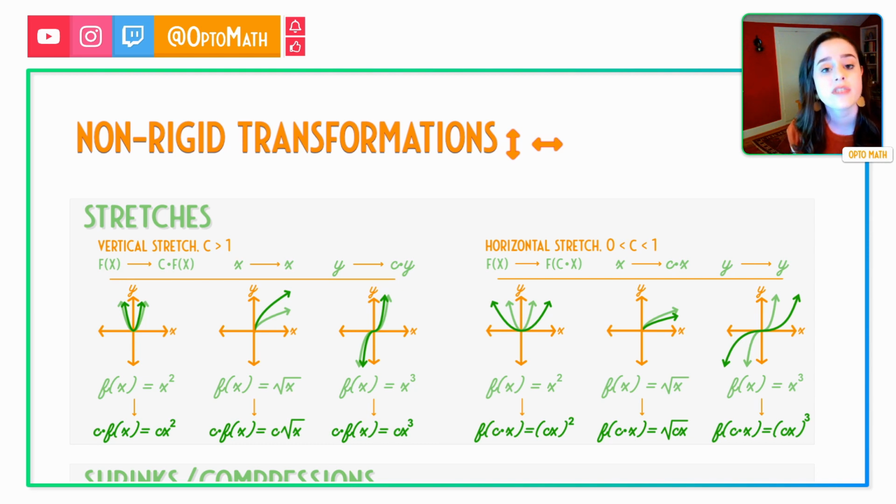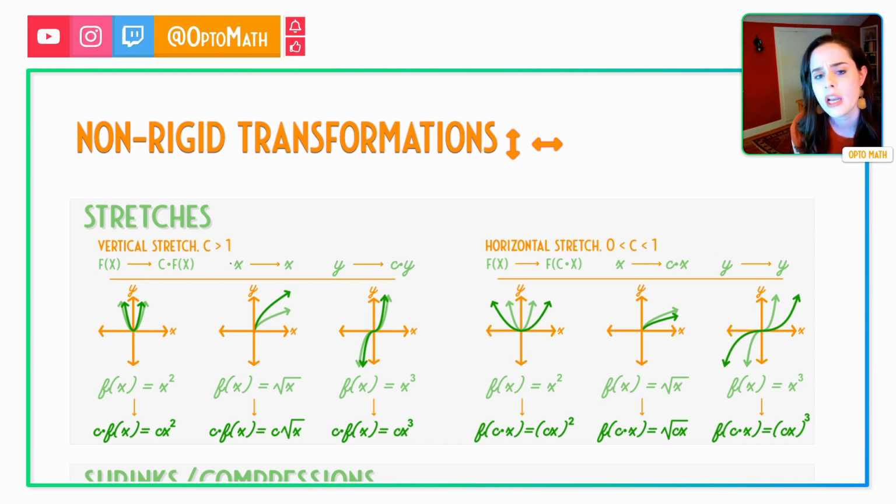The way we identify a vertical stretch is a number being multiplied on the outside. So it's being multiplied by f of x. So f of x goes to c times f of x, where c is just some number. And this would be looking at the absolute value of c. Notice it says c has to be greater than 1. So if it was negative, the negative sign would indicate an x-axis reflection. So we're only looking at positive numbers here. And if it's a stretch, it's specifically greater than 1.